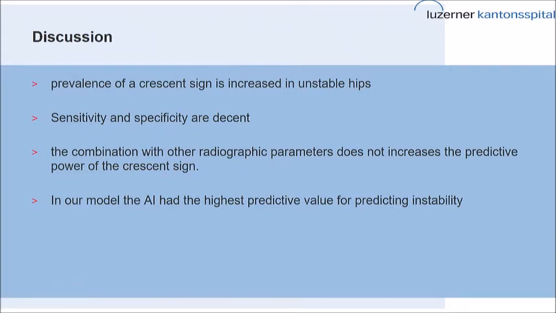Now, the prevalence of a crescent sign is increased in unstable hips. The sensitivity and specificity are not that good. The combination with other radiographic parameters does not increase the predictive power of the crescent sign. And in our model, the adsorption index had the highest predictive value for predicting instability.